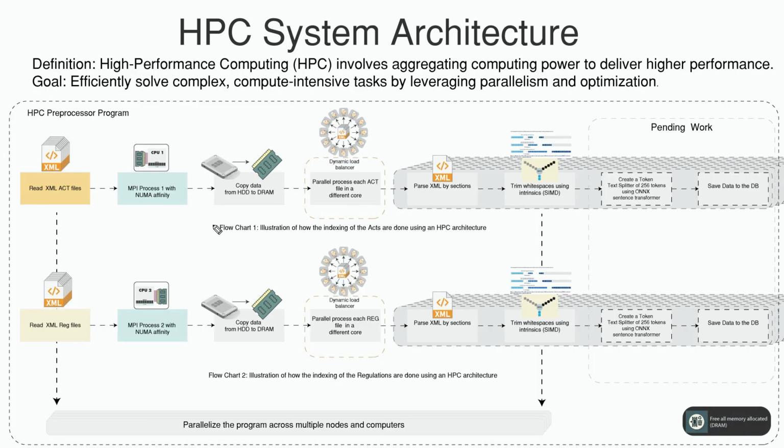So let's get started, and I'll show you the architecture of how things work. And from there, we start to look at the code and break down each piece by piece to get a deeper understanding of what's going on. So in the HPC system architecture, the idea is to aggregate all the computing power to deliver high performance. And our goal is to efficiently solve complex problems which are compute intensive, by leveraging parallelism and optimization techniques.